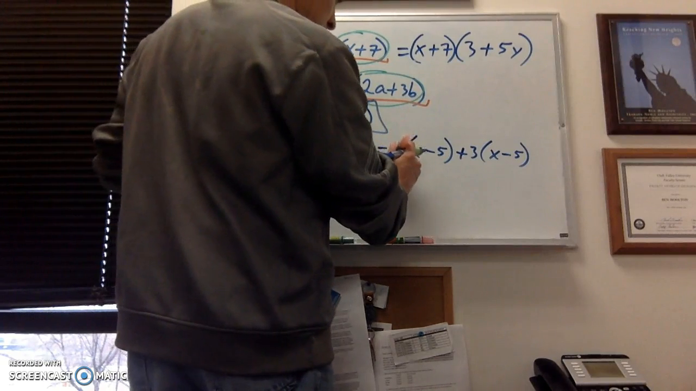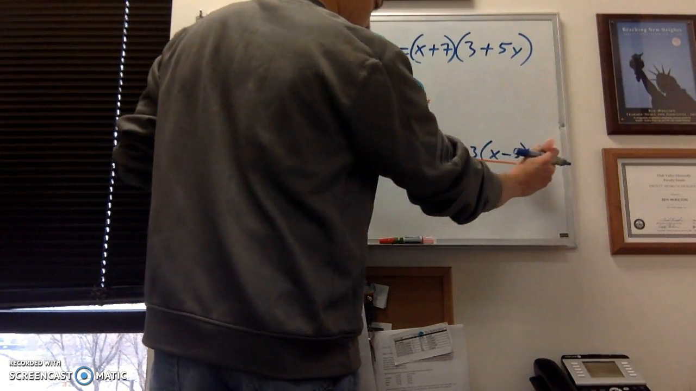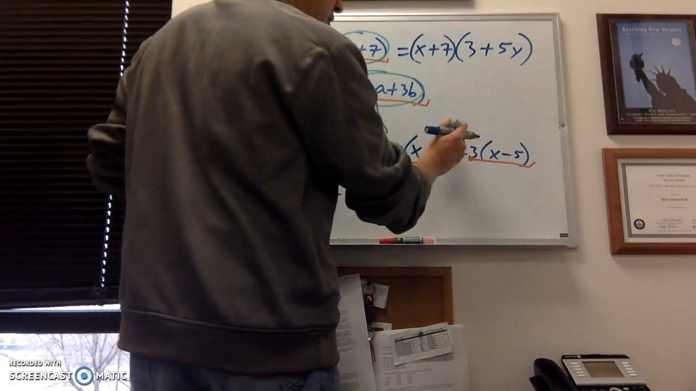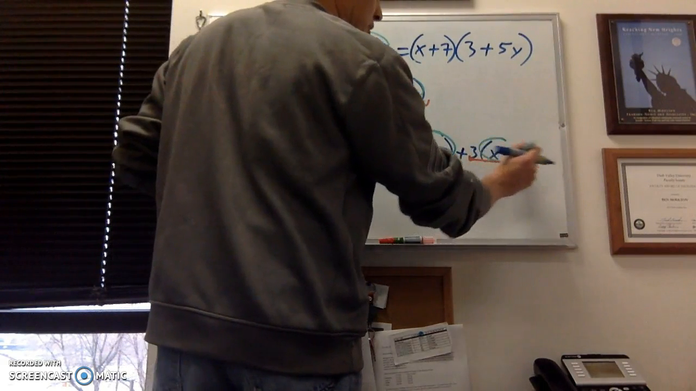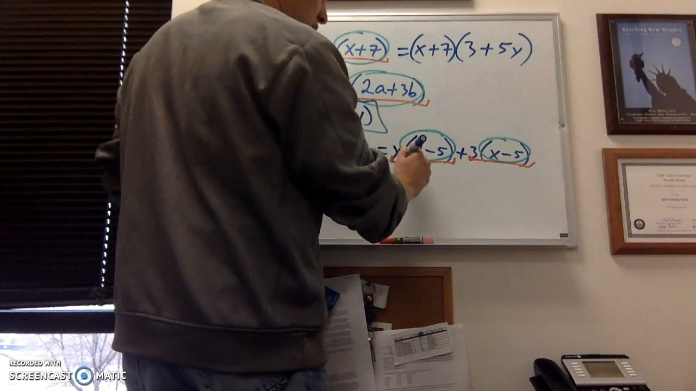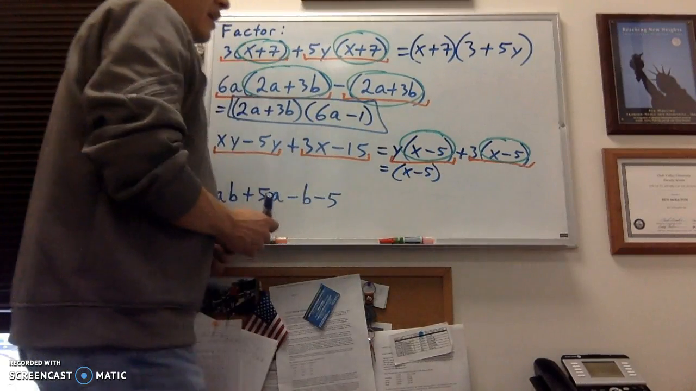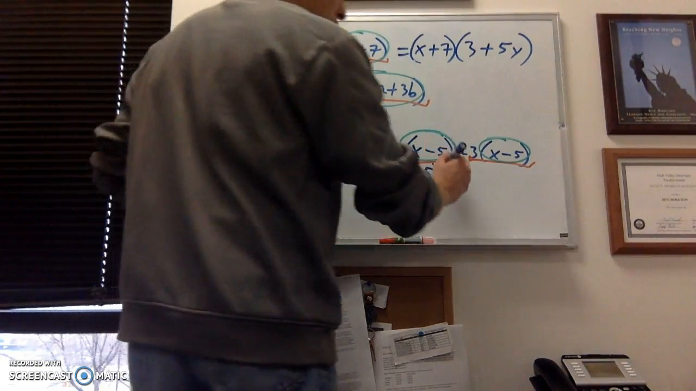We've got two terms. In those two terms, our common factor, greatest common factor, is going to be the x minus 5. So I'll pull out that x minus 5. And then what's left over? The y plus 3.